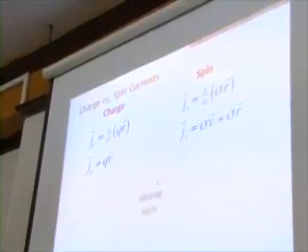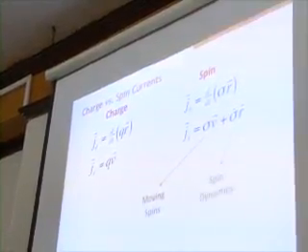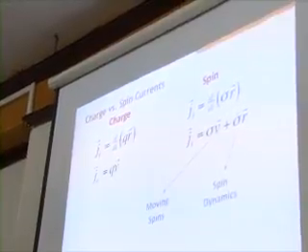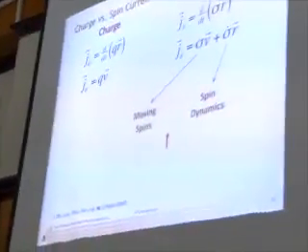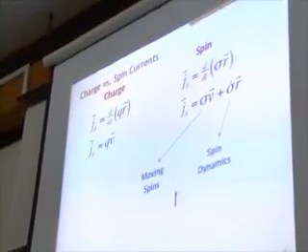Now, it's easy to see how we get a spin current from a moving spin, right? We just have a spin that goes from one place to another. I mean, just like a charge goes from A to B. How do we get spin currents from this spin dynamics? Well, I'll give you a very simple example that some of you may be familiar with.